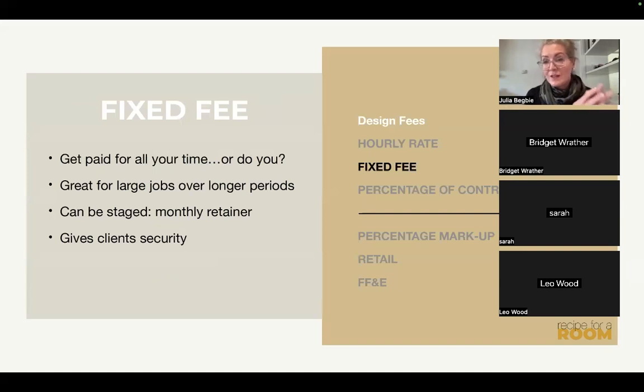So when I first started practicing, we used to work on a fixed fee where we'd tell a client that for £250 fixed, we would design a room for them. And it was a loss leader, because what we were hoping to do was capture the retail business and the other side of that, and we'd make up for the time that we had spent on the design.